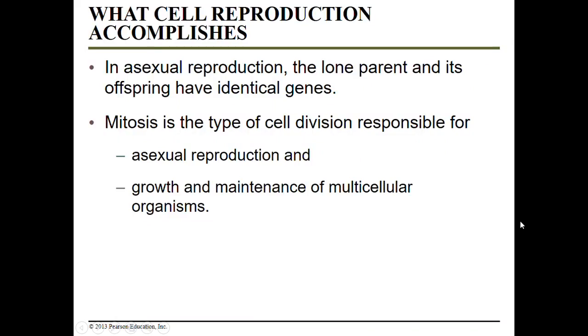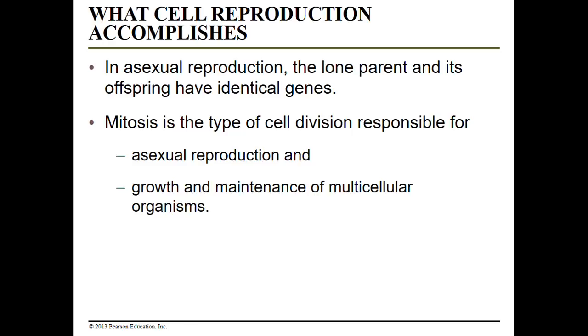In asexual reproduction, the parent and offspring have identical genes. I know I've been saying clones for a while, but that's exactly what's happening. The parent and the offspring are the same. This is really important because if the environment is suitable and the parent's doing well in that environment, they're better off reproducing asexually, on their own without needing somebody else to help them. That way, given that they're doing well in this unchanging environment, their offspring should do well as well.